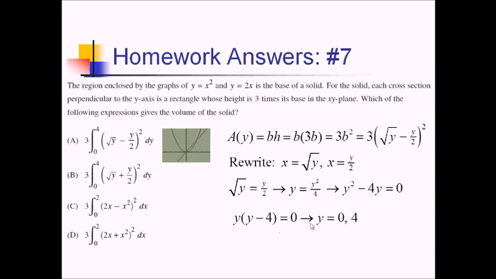So then putting it all together, we have the integral from 0 to 4 of all of this stuff, which I'm just going to call A of y dy, but we know it's all this stuff. So again, that's going to come out to choice A.